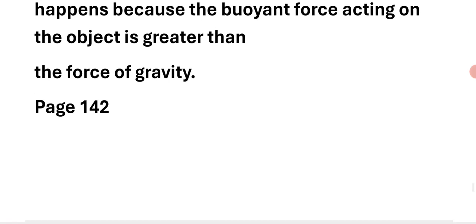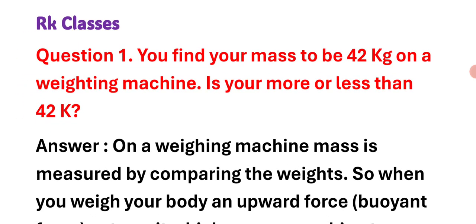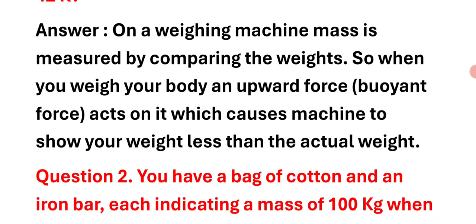On page number 142, middle question answers. You find your mass to be 42 kg on a weighing machine. Is your mass more or less than 42 kg? Right answer. On a weighing machine, mass is measured by comparing the weights. So when we weigh your body, an upward force acts on it which causes the machine to show your weight less than the actual weight.